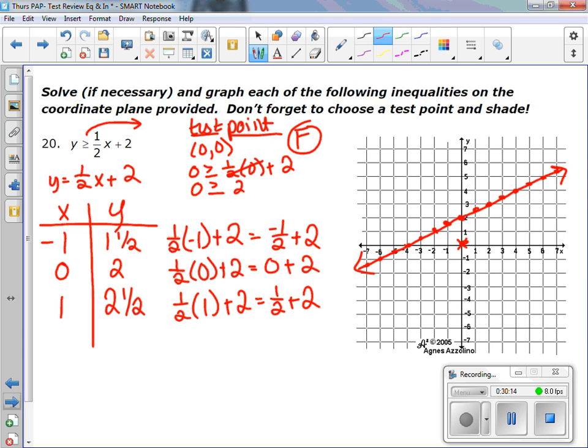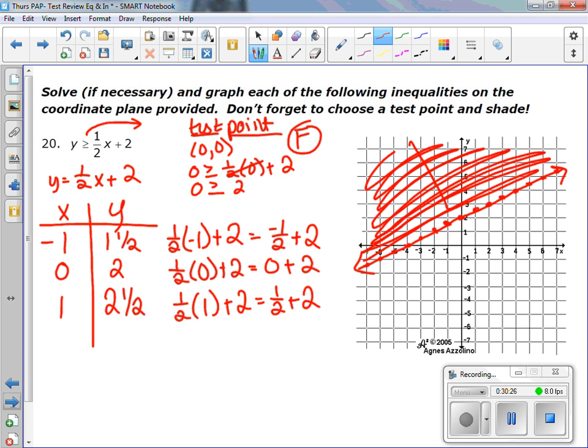That means that where 0, 0 is, I can't shade there. Which means if I can't shade below, I have to shade above. So there's not going to be anything down here, and I'm going to do all my shading above that line. That should kind of make sense because this said y is greater than that line. So here's your line. This is the part that's greater than it.